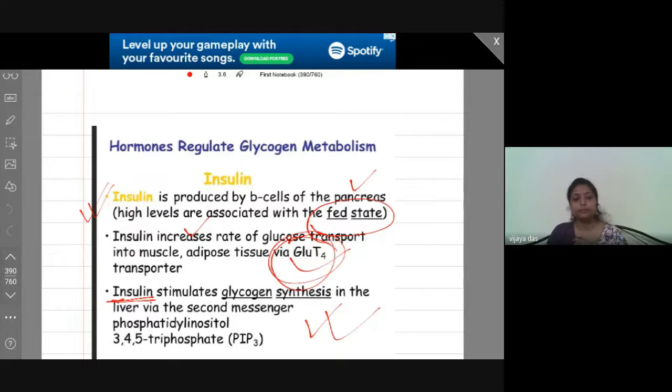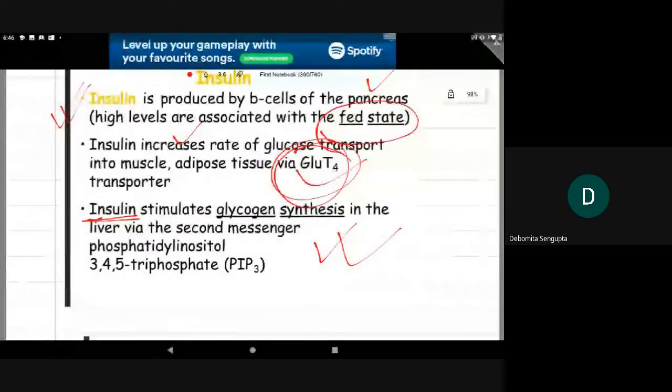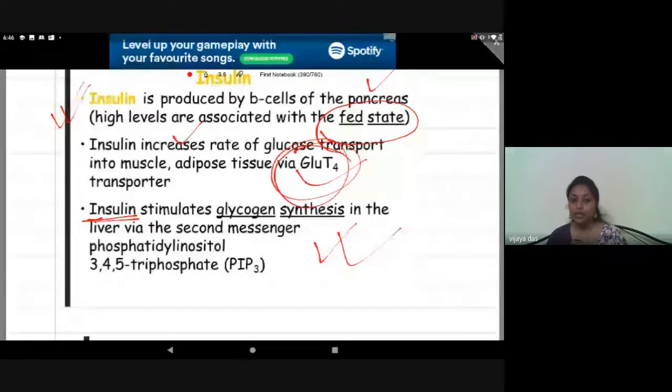Why? Because the person is getting insulin from outside, so the amount of insulin will be higher. The amount of insulin will be higher. So if insulin is higher in the body, then what happens to glycogen?